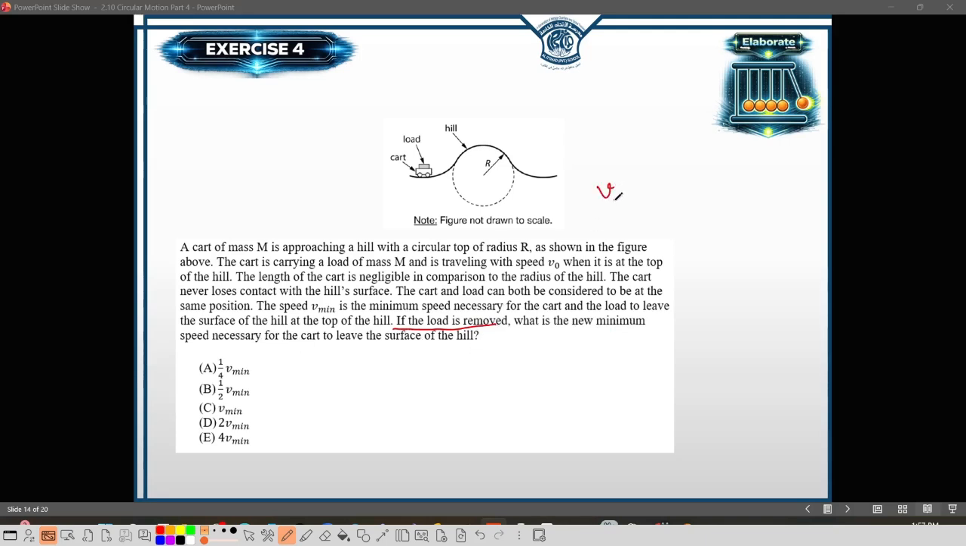We know that the minimum speed, which we have derived in the previous section, is equal to the square root of r times g. So, as you can see here, the formula is totally independent of mass. So even if we increase the mass or reduce the mass, it has nothing to do with deciding the value of the minimum speed. So you should expect the same minimum speed before and after removing or adding the mass. And the correct answer is C.